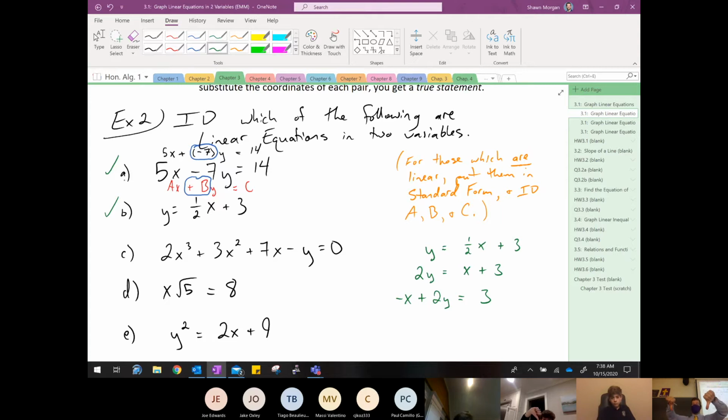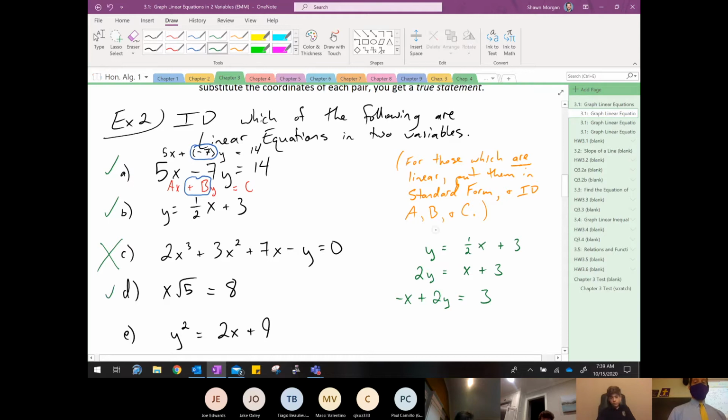Big time, nonlinear. That's a cubic equation right there. Nonlinear. So very good, because it's got x cubed, it's got x squared, it's got things other than just a simple x and y. All right, what about part D? This one could be tricky. What do we think? I'm seeing some thumbs down. All right, check this out. This one's actually linear. And you're like, what?